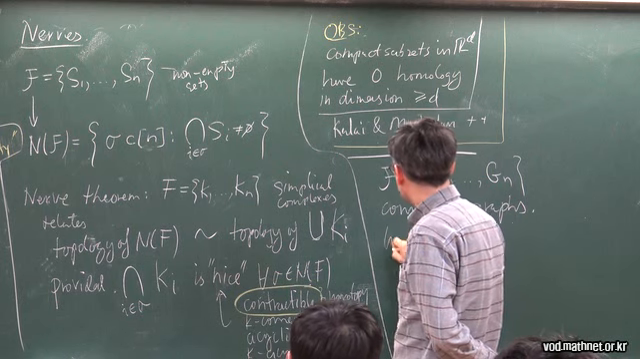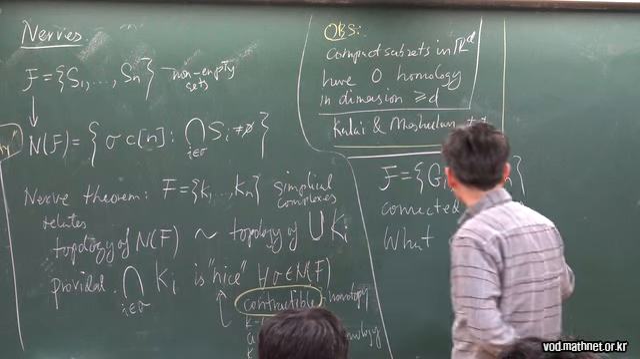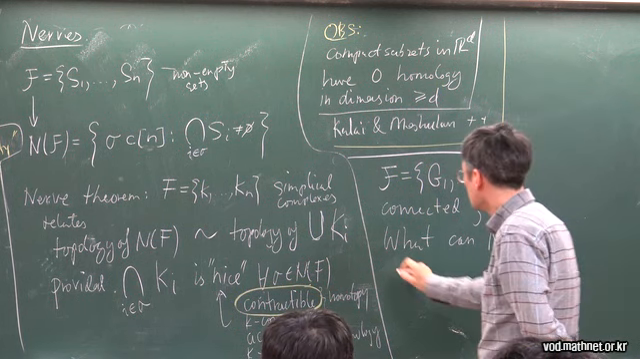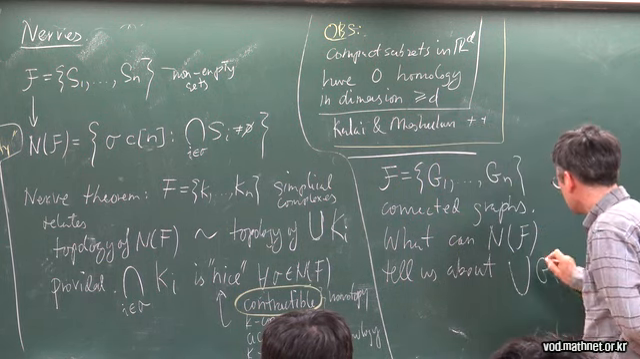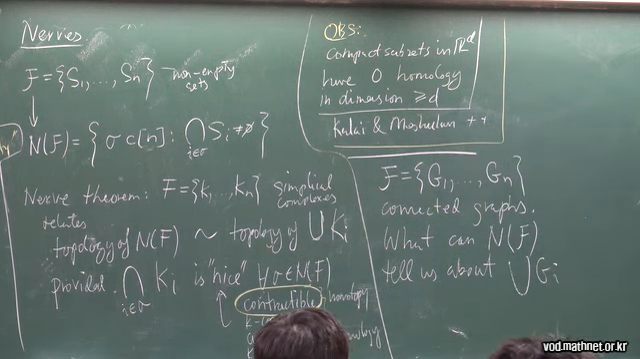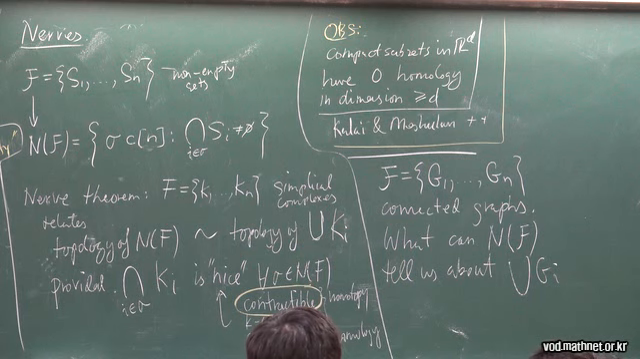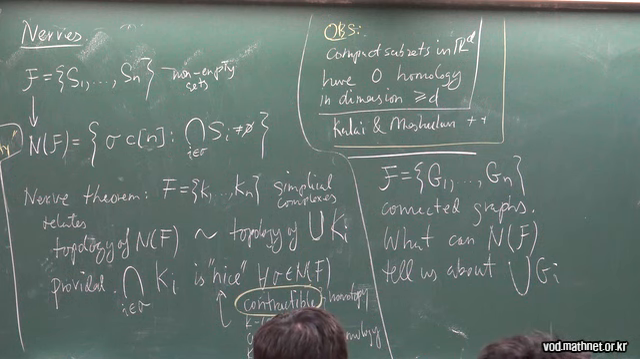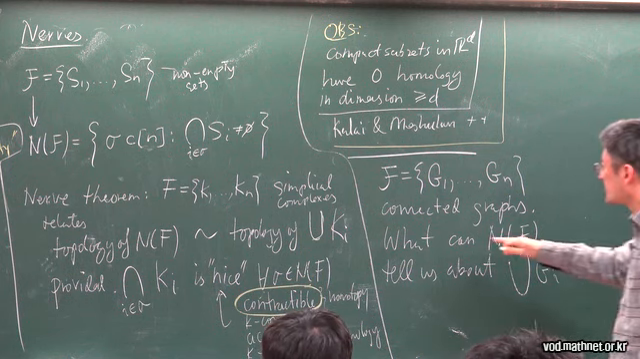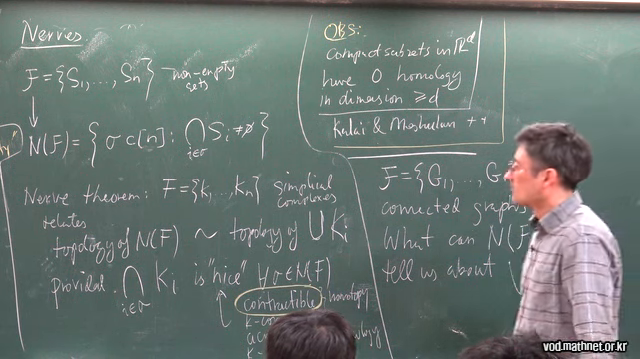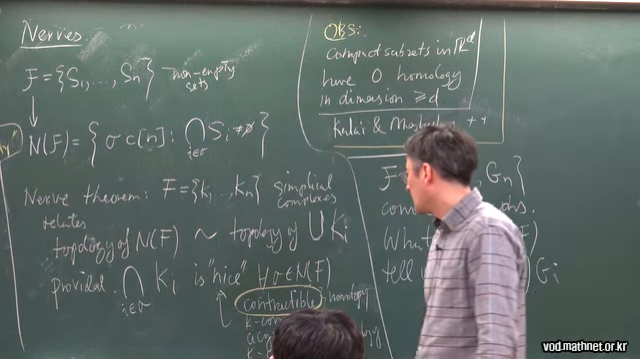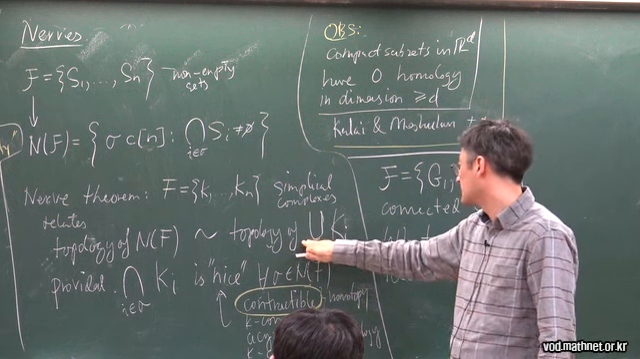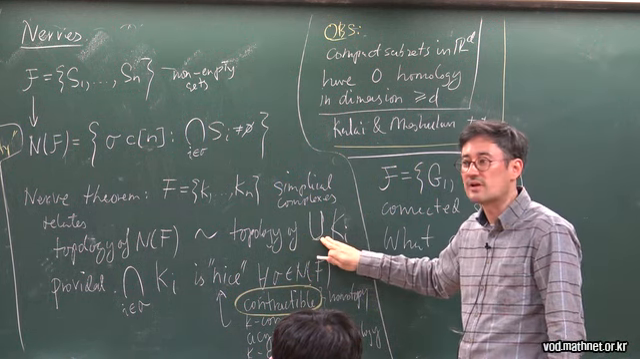Okay, so what can the nerve of this family tell us about the union? So you should think of these as a family of graphs living inside a graph, and their union is the total graph. So essentially it's just like the nerve theorem, except, well, what is it I need in the nerve theorem? I need that intersections should be nice, and I want to get something out about the union of these graphs.